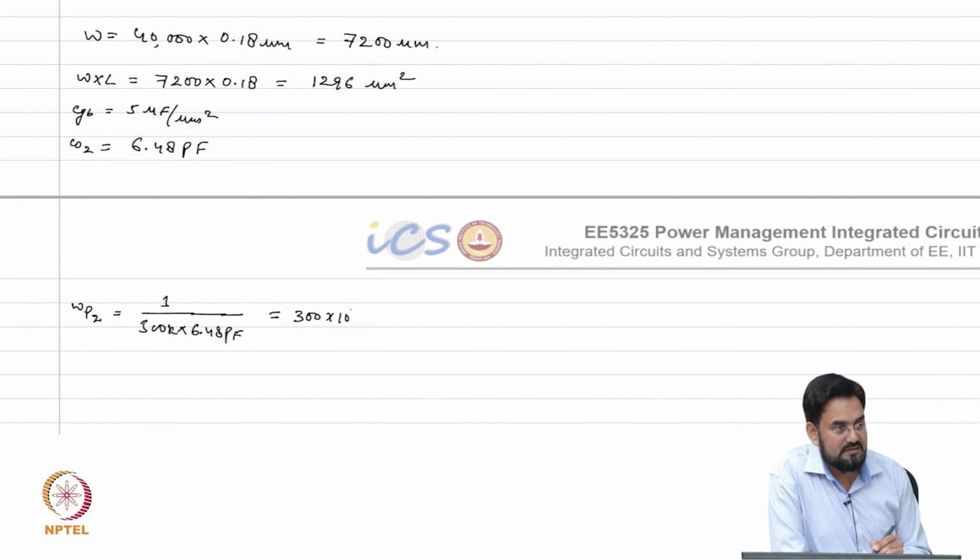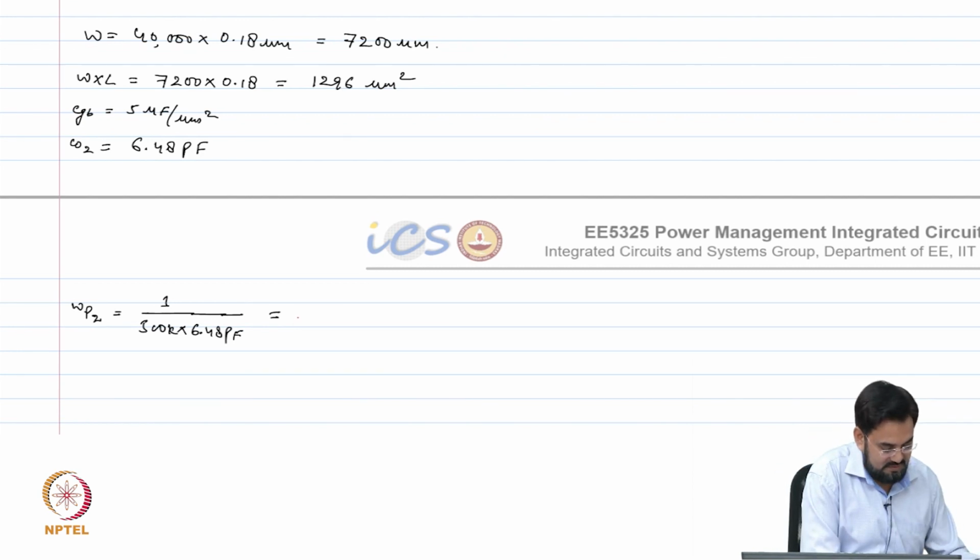30 mega. Huh? No, no. 0.3 mega. 0.3 mega. You guys are messed up.